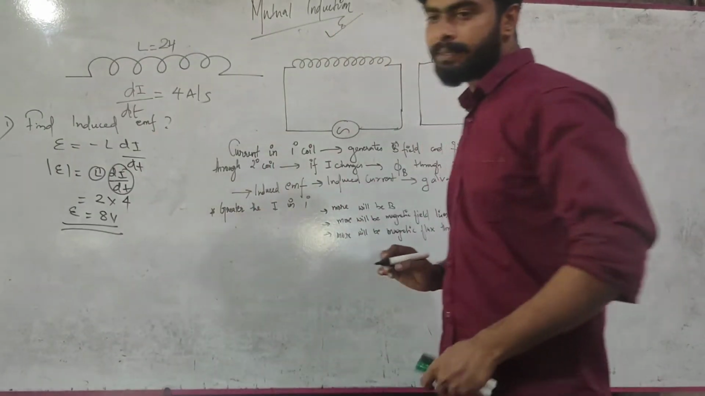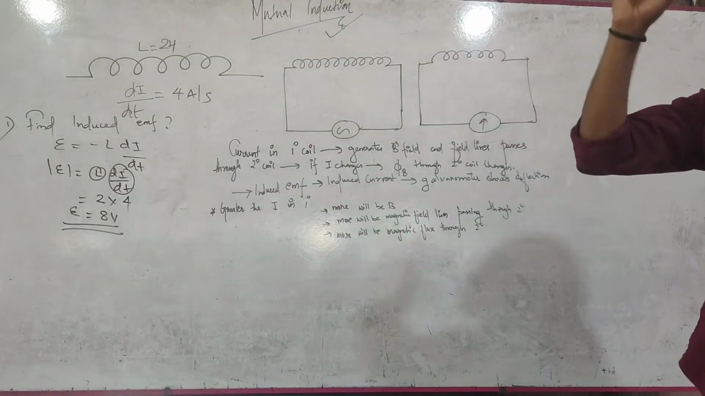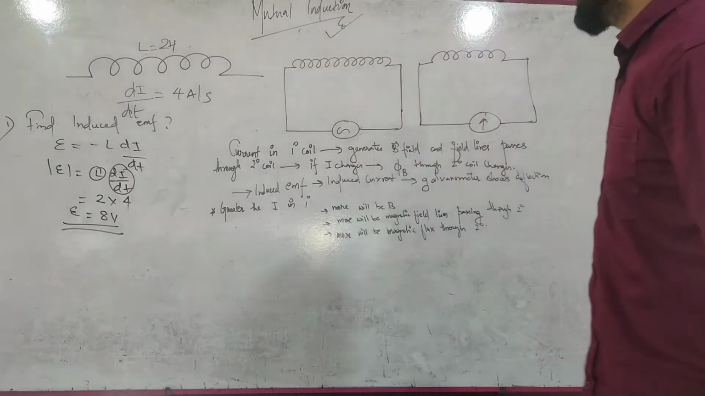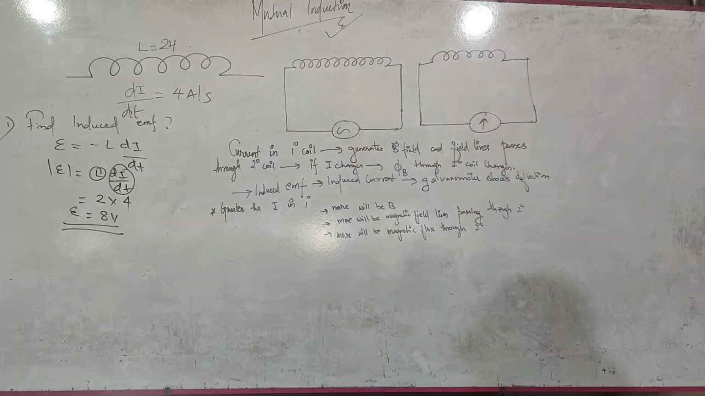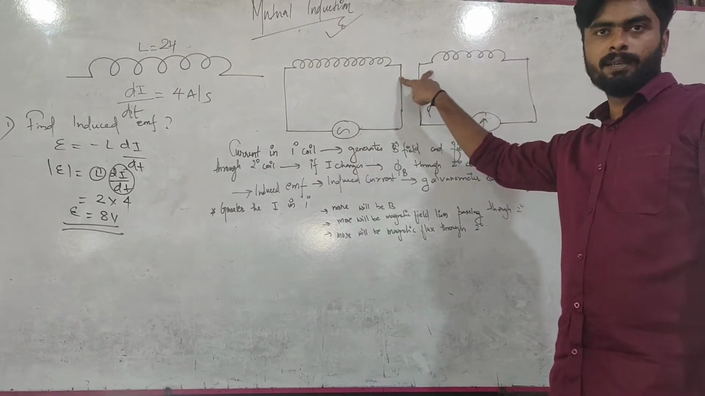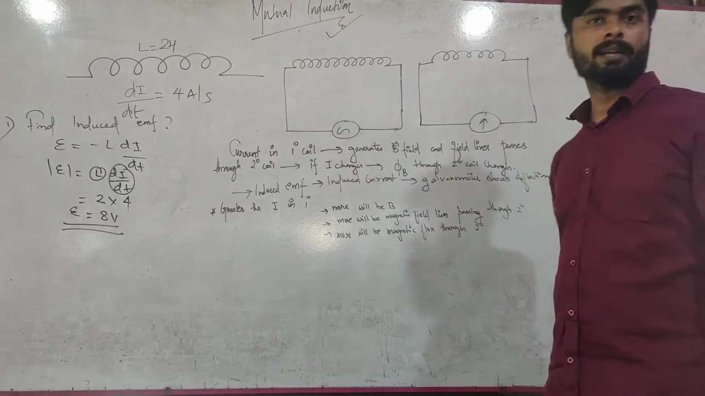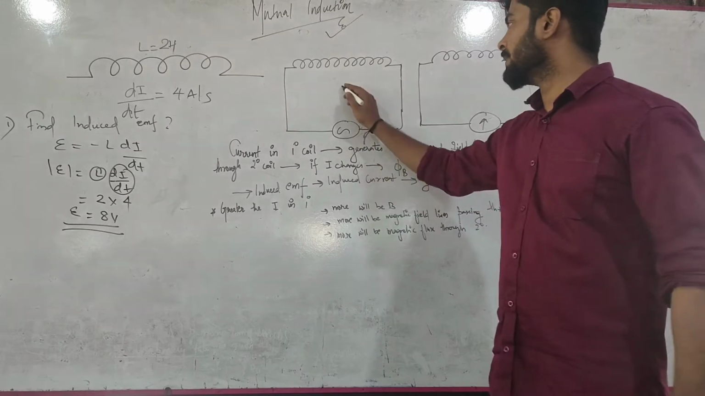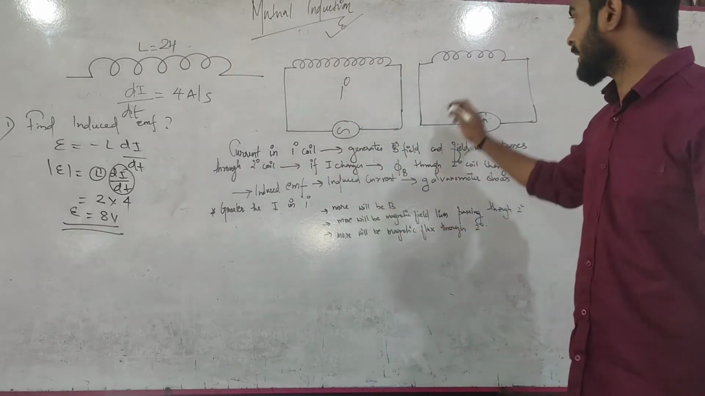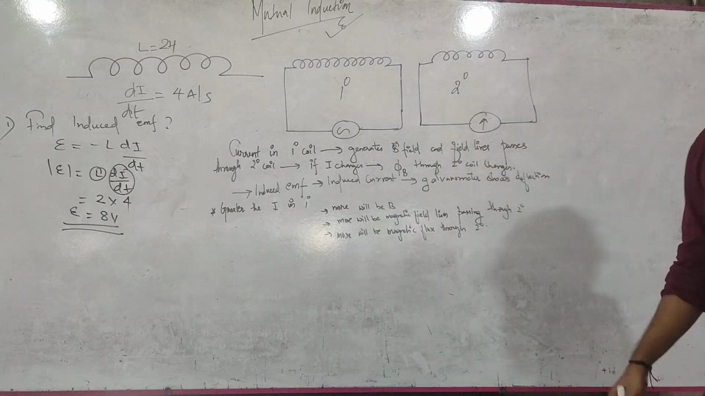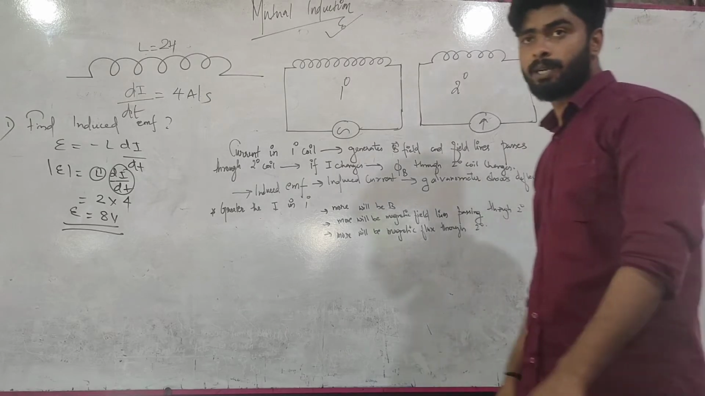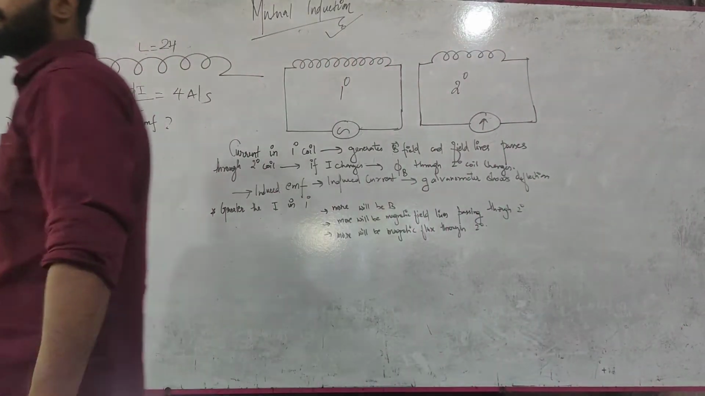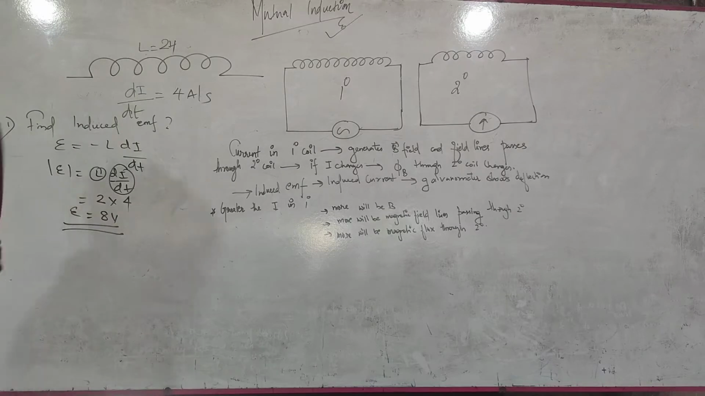We said that in case of self-induction we have only one coil. But here in the diagram you can see two coils, right? Whenever you see two coils, you get the idea that this is mutual induction. Clear? So here you have two coils. The first coil will be called your primary coil and the second coil will be called your secondary coil. So there are two coils in case of mutual induction. The first one is primary coil and the second one is secondary.